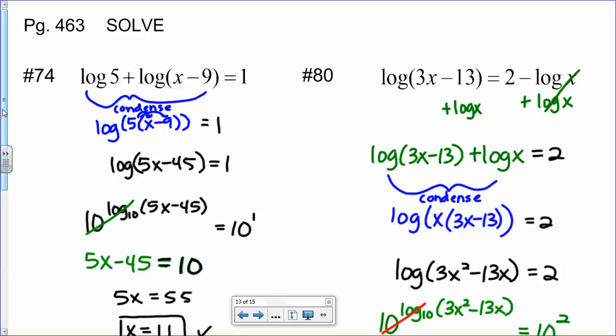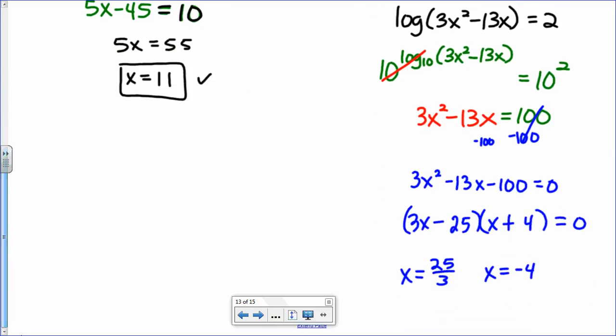Okay, then I have negative 4. 3 times negative 4 is negative 12. Negative 12 minus 13, is that positive? No. So negative 4 does not work. Negative 4 is extraneous. It wouldn't work here either. But it's possible that it might work for one and not the other. So if you see it doesn't work for one of them, then it doesn't work, okay? Negative 4 is an extraneous solution.